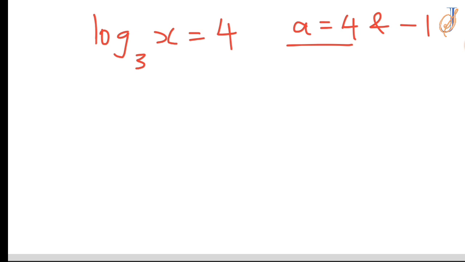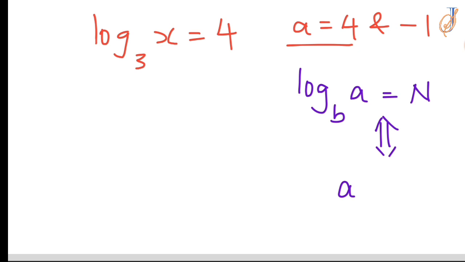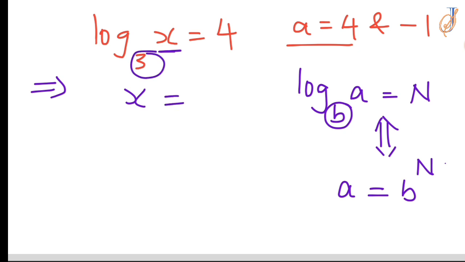So now use one more logarithm property here. That is, log of a with base b equal to n, we can write this as a equal to base power n, that is a equals b to the power n. Similarly, use this property in our expression, that is we can write x equal to base power 4, that is 3 power 4 is nothing but 81. So one of our x values is 81.